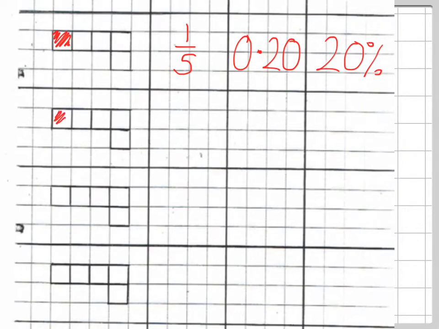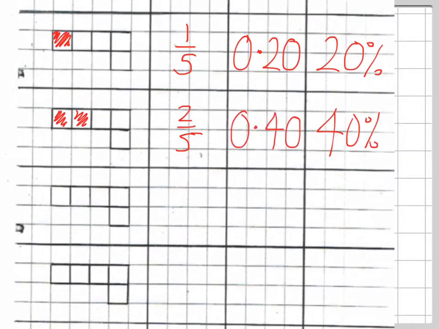For the next one, let's colour in 2. So here we have 2/5. Double the chocolate means double the percentage, which would be 40, and double the decimal, which would be 0.4 or 0.40. For 3, we would have 3/5, 0.60, and 80%. I'm sure you can see, oh, hang on a minute, that's not right, is it? That should be 60%. Let me do that bit again. Getting ahead of myself there.